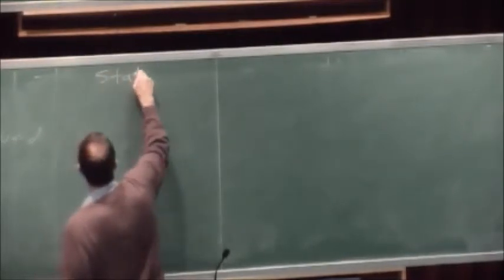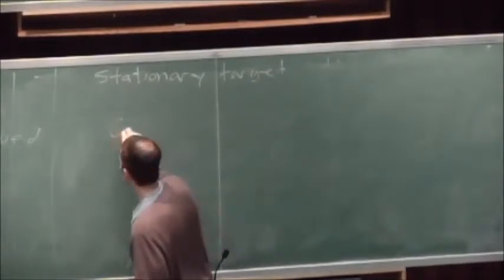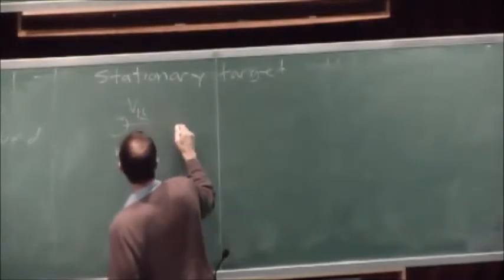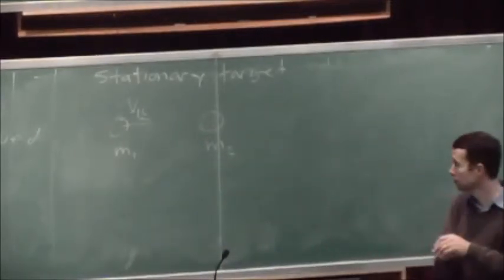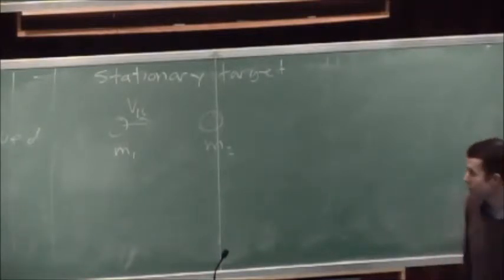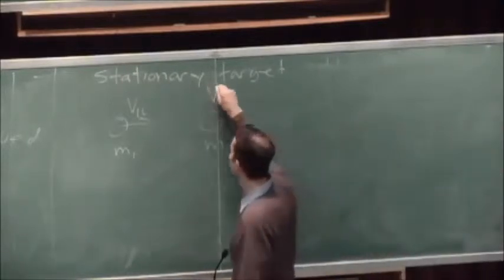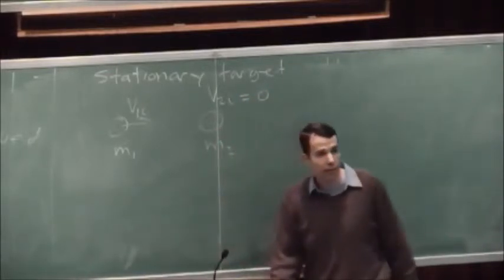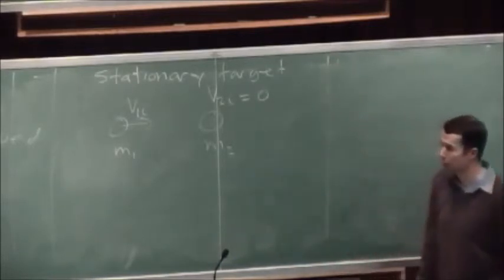Okay, so now let's first consider the stationary target. What we have, once again, is mass 1 moving with some velocity v1 initial, and then it strikes mass 2. Now this is going to require a bit of algebra, so I hope you pay close attention. With the stationary target, that means v2 initial is equal to 0. And this is just an easier thing to solve than both of them moving.